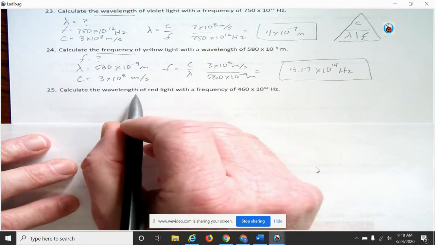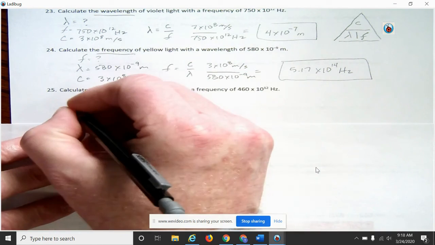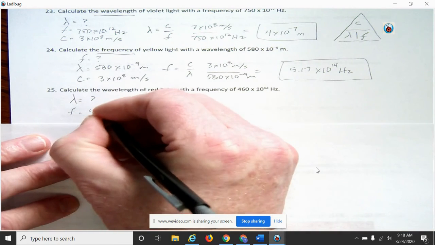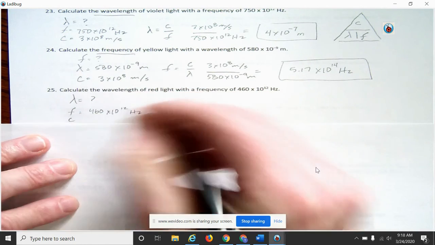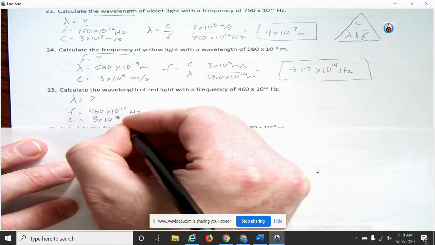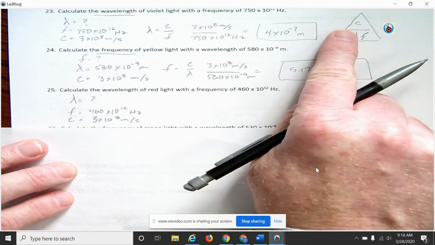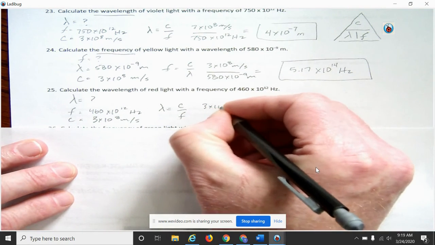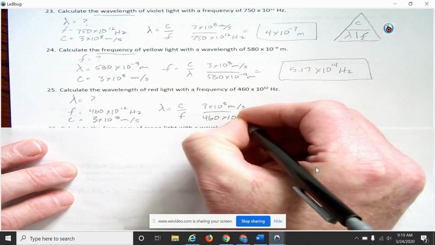It says calculate the wavelength of red light with a frequency of 460 times 10 to 12 hertz. So right off the bat, we know that we're looking for wavelength. Frequency in this case is going to be 460 times 10 to the 12 hertz. Speed of light doesn't change, it's still a constant. So that's going to be 3 times 10 to the 8 meters per second. This time we're looking for wavelength. So again, I can put my finger over, and wavelength is equal to C divided by F. Plug in our numbers, 3 times 10 to the 8 meters per second divided by 460 times 10 to the 12 hertz.